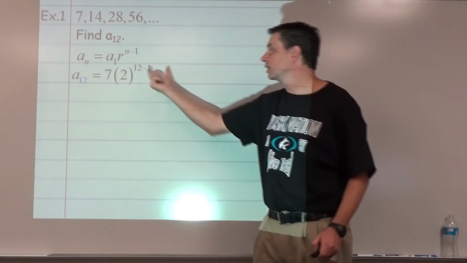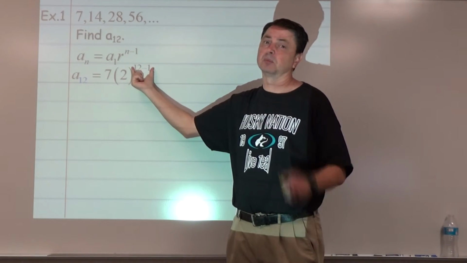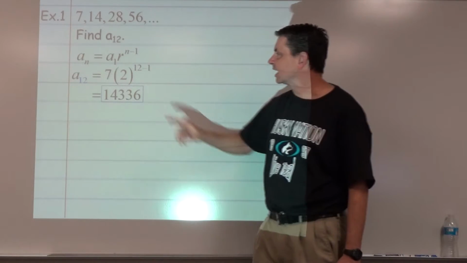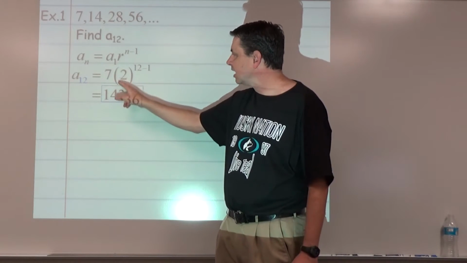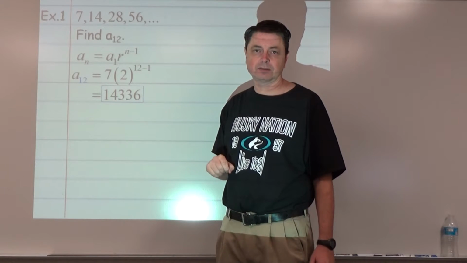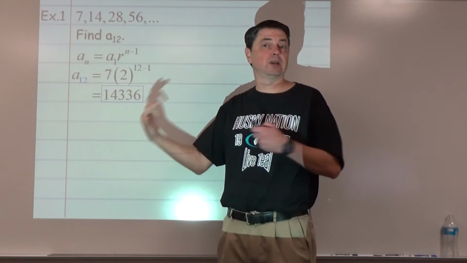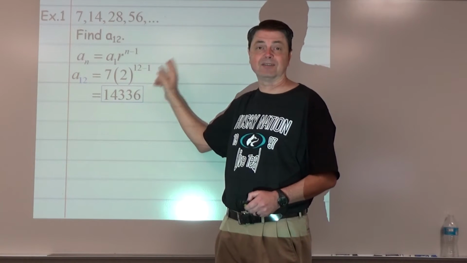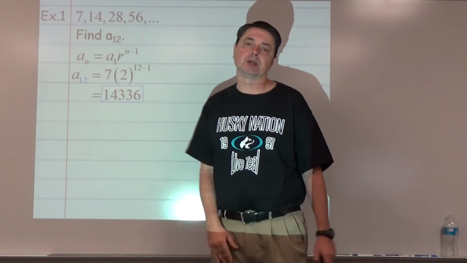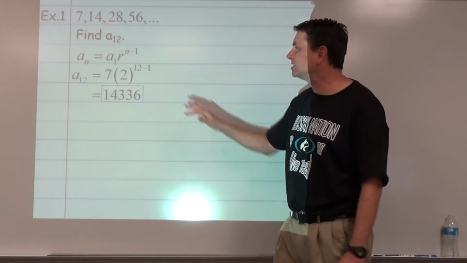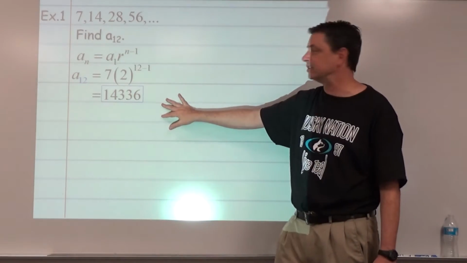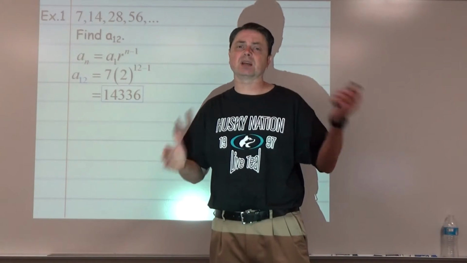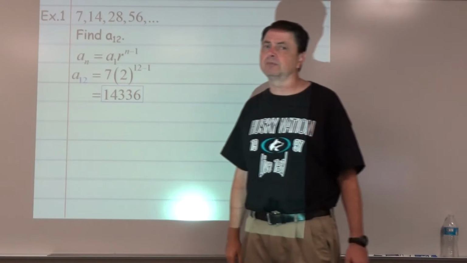So we're going to do this on the calculator. You want to simplify this part before you get to your calculator. So we're talking about 7 times 2 to the 11th. Don't do 7 times 2 and get a number and then raise. Type 7 times 2 to the 11th on your calculator, and you get the 12th term. And you can see with geometric sequences, the numbers get kind of big pretty fast. Because we're talking about multiplying, it gets big fast.